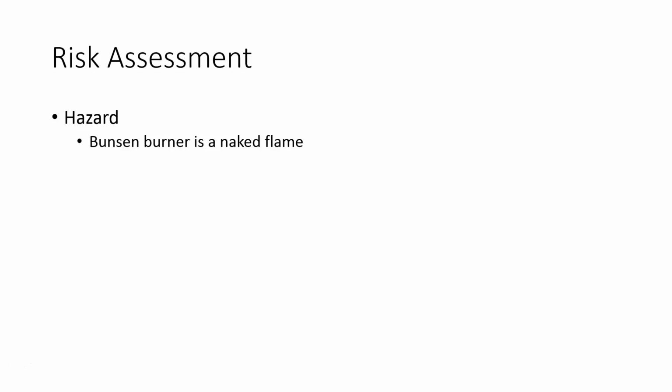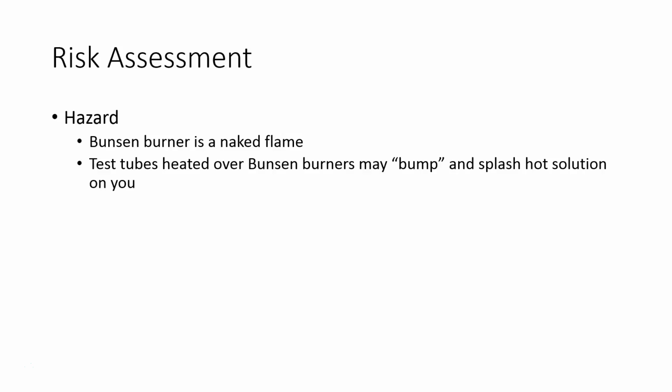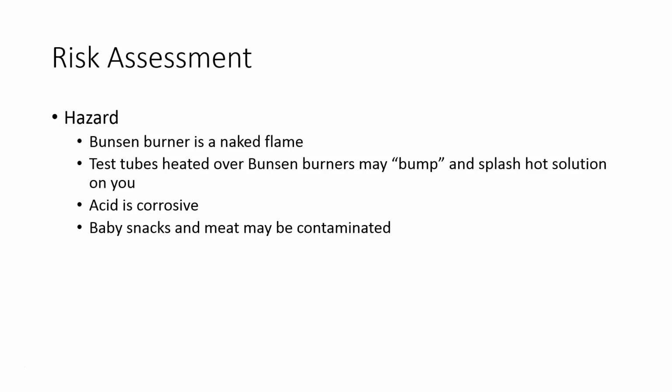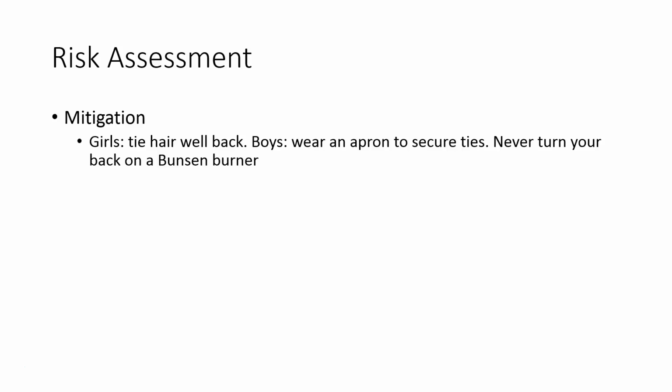All right, risk assessment. First of all, no secrets here. First of all, the Bunsen burner is a naked flame. Also, the test tubes that you heat over Bunsen burners might bump. That means boil in a flash, literally in an instant. And that can splash hot solution on you, so it's pretty dangerous. Acid is corrosive, and baby snacks and meat may be contaminated by heaven knows what. Therefore, girls, you need to tie your hair well back. Boys, you'll wear an apron to secure your ties, and you must never turn your back on a Bunsen burner.